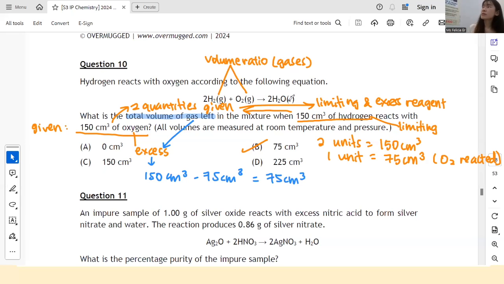This time around you don't need to, because the product is not a gas. This time around they are only asking for gas, so it's only the reactants. It's true that if they were to ask you for the total volume of gas left, if your product is a gas, then you need to include the product also. But it happens that this product is not a gas, that's why you don't need to include the product.